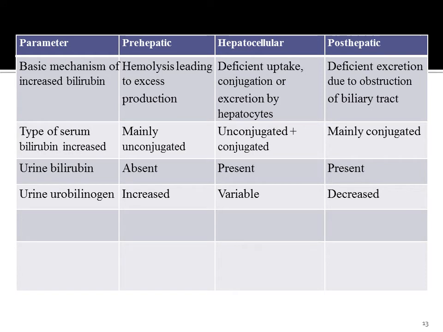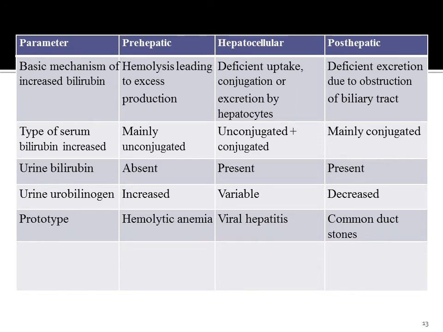Then urine urobilinogen level, that is the reverse of urine bilirubin. In prehepatic it is increased, in hepatocellular it is variable, and in post-hepatic it is decreased or absent.